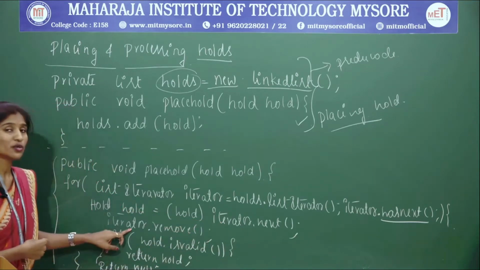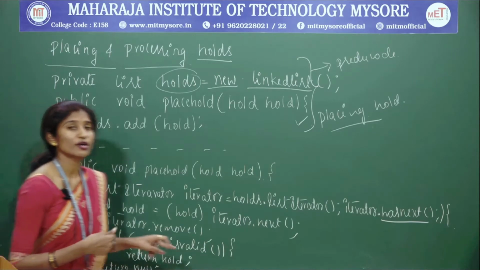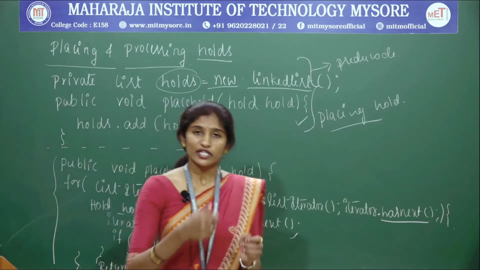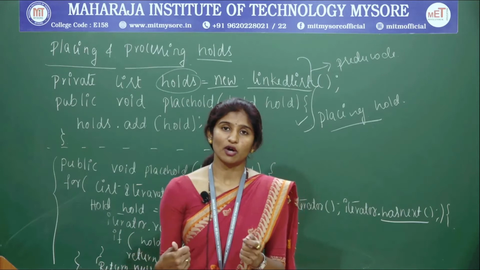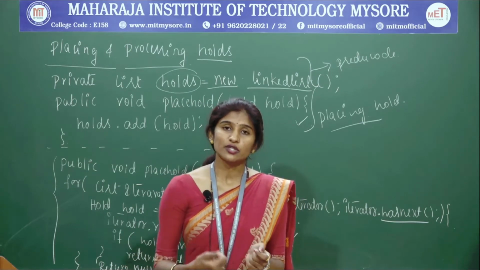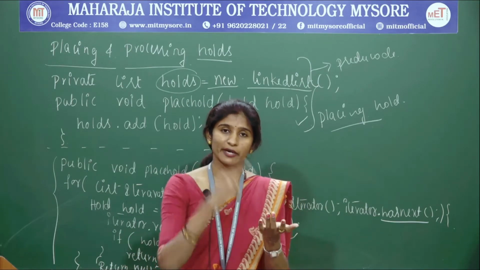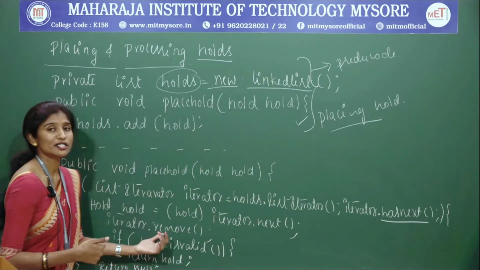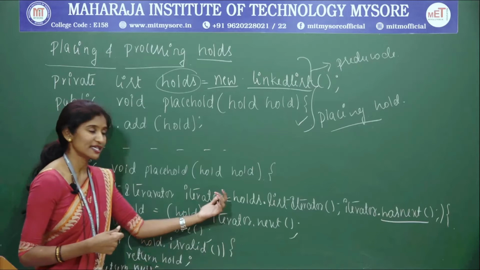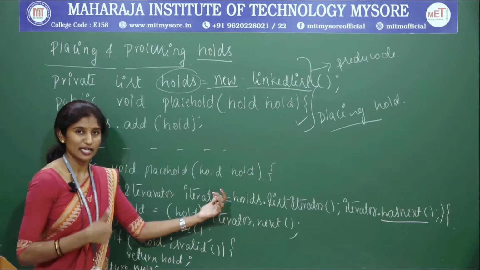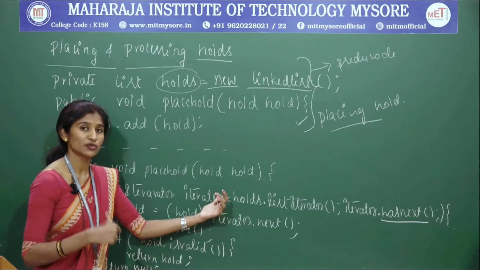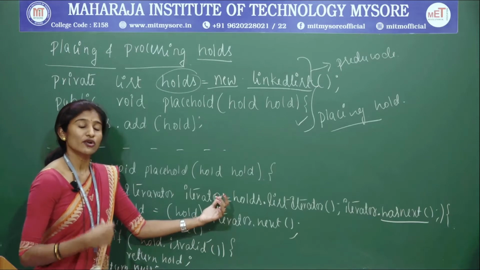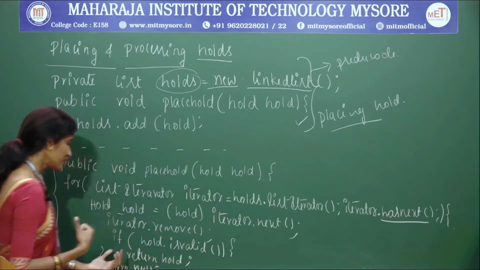Then it is going to remove that one. In order to process it, first we need to take out the particular hold from the list for hold processing. That is why he has taken iterator dot remove: once we have selected the next element in the list, that is the next hold in the list, we need to remove that one and process it.